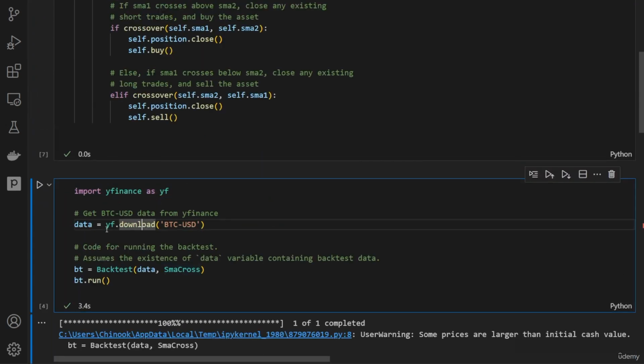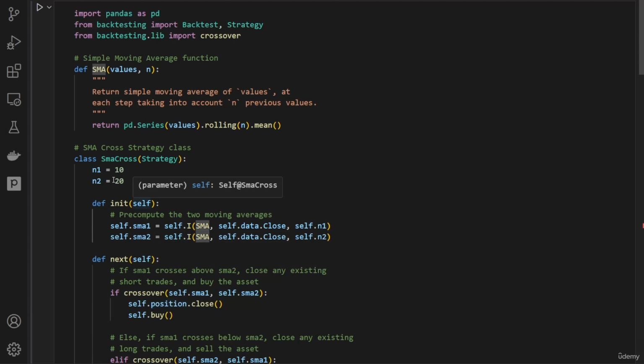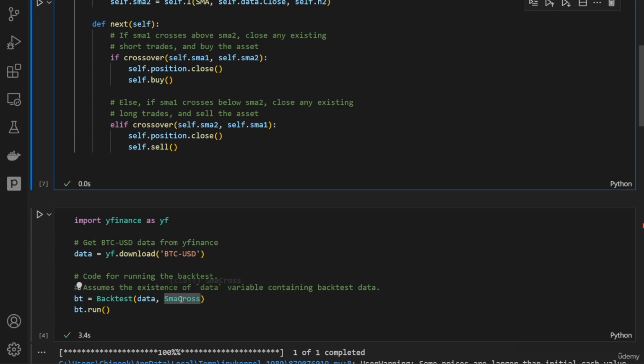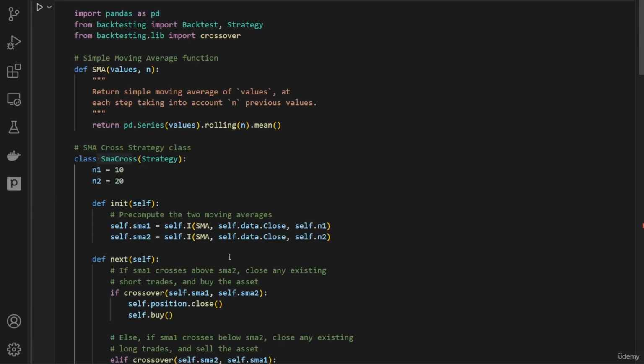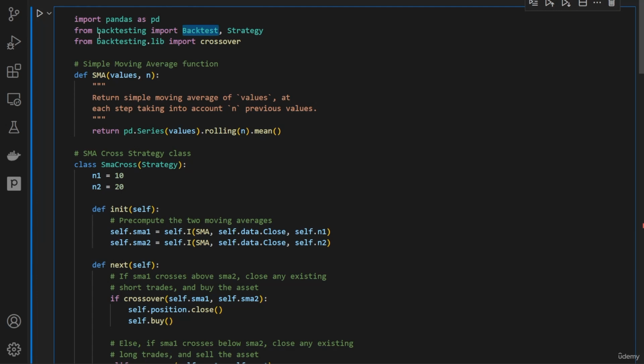Then to run the strategy, we need data. We've seen how to download data using yfinance. It's the easiest and the fastest way to do so. I'm using Bitcoin US dollar here, using just the default parameters. And we're running the backtest using this function. So the variable bt is equal to Backtest with the data and the strategy that we have just defined in our previous cell, SMACross right here. And the Backtest class is what we have imported here from the backtesting package.